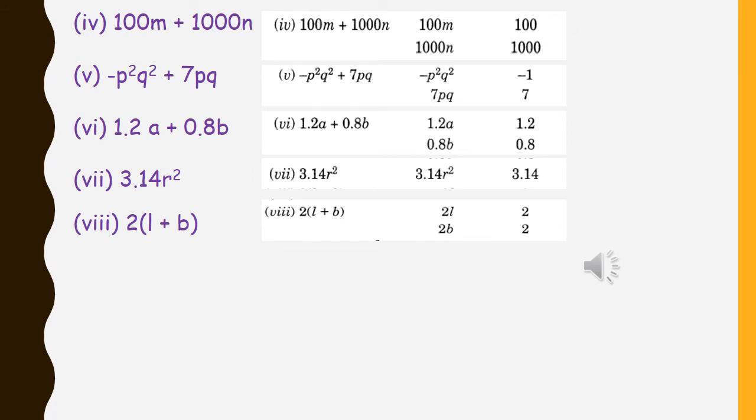In a similar manner, for every algebraic expression, we can find out the terms, and from each term we can find out the number which is associated with the literal coefficient. I think all of you can solve these sums following the same guideline as discussed in the previous slide.